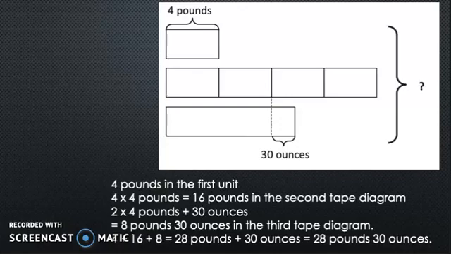Now, I want to challenge you, friends, with the multiplicative comparison. Can you take 30 ounces and turn it into pounds and ounces? How might I do that? Pause the video and see if you can use a number bond to find your answer. Press play when you're ready to continue. Remember, 1 pound is equal to 16 ounces.